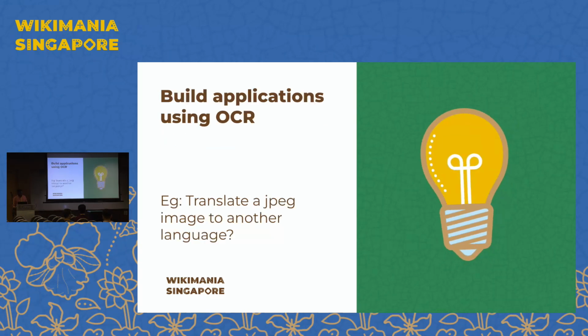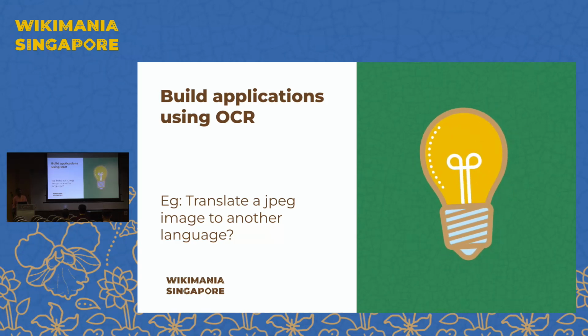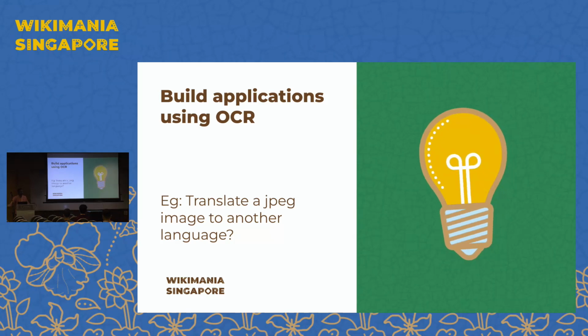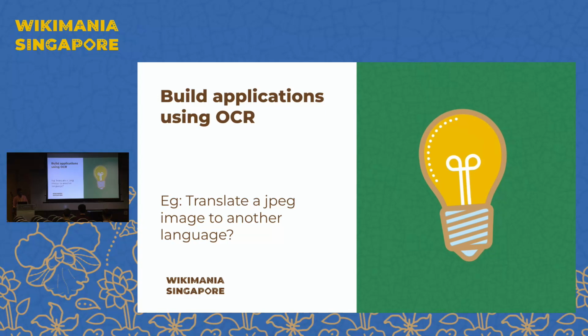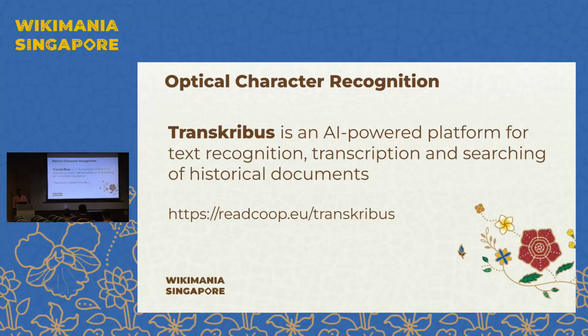Secondly, try to build an application using OCR. Like I said, PDF to PDF translation or JPEG to JPEG translation. Plug it through OCR to machine translation. Try and see. Annotated PDF documents, try and see whether it will work. So those are some ideas. It's up to you. Think about some ideas.